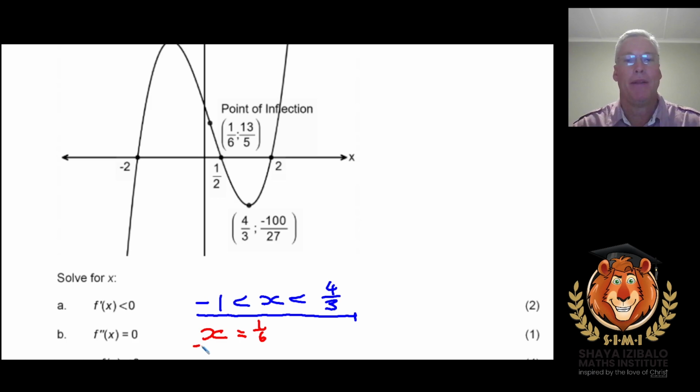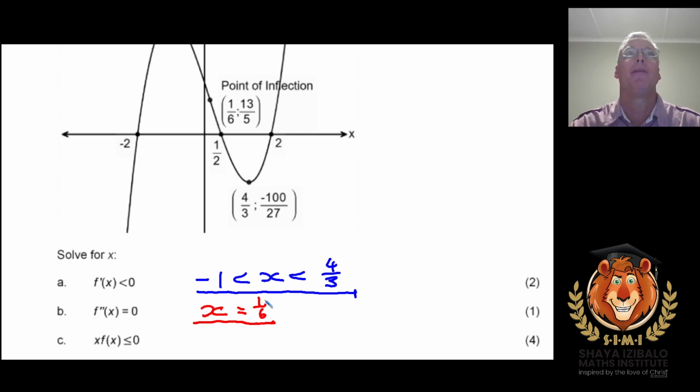Okay. The next one is interesting. It's asking us for the x value times the function value to be negative or 0. Now, the way a product is negative is to have one of the factors positive and one negative. One positive and one negative.